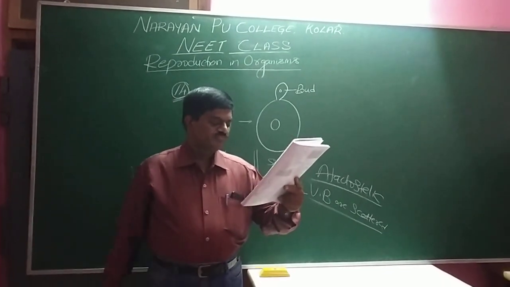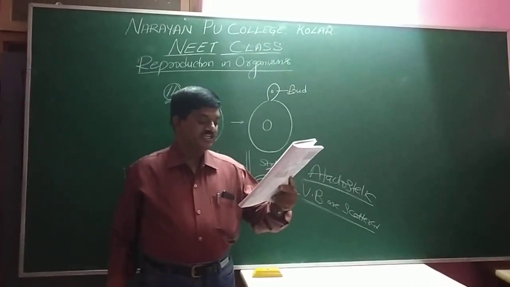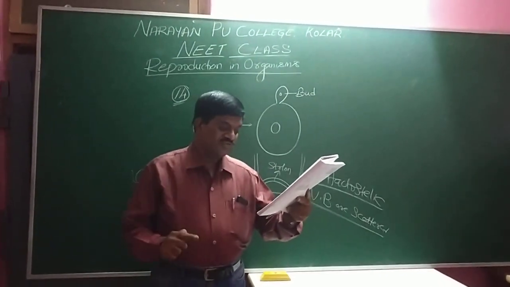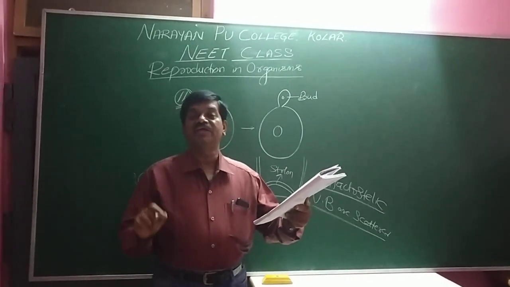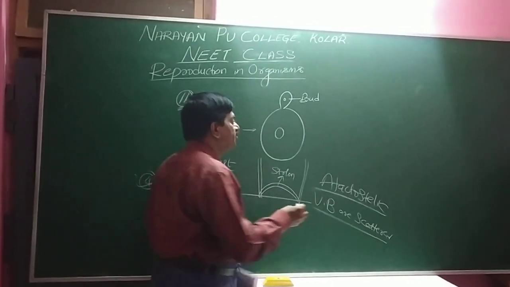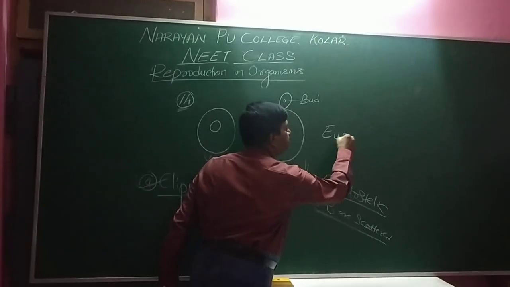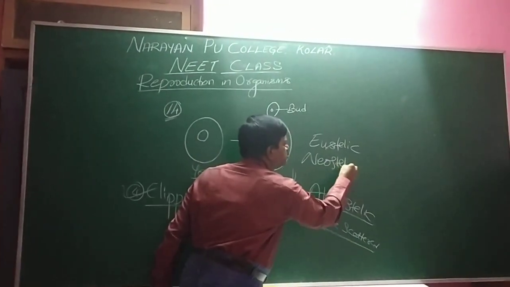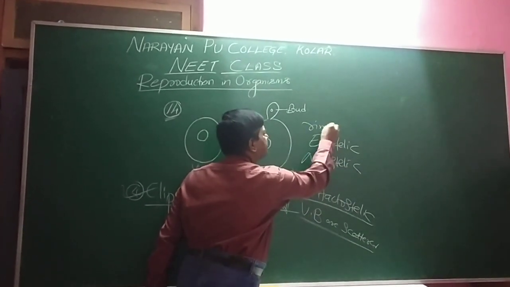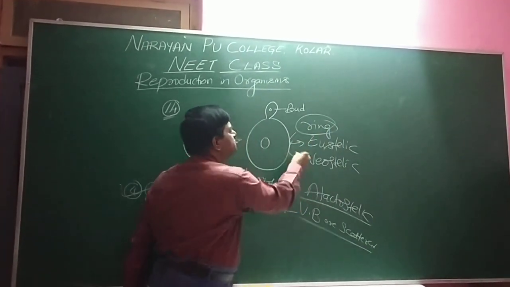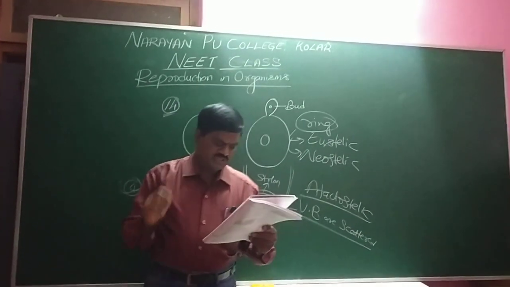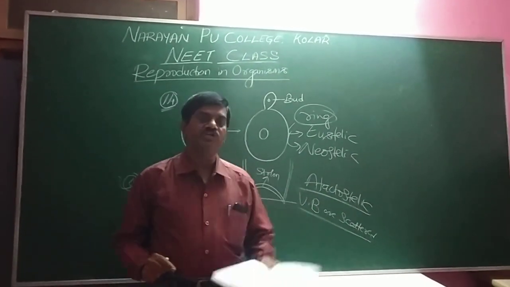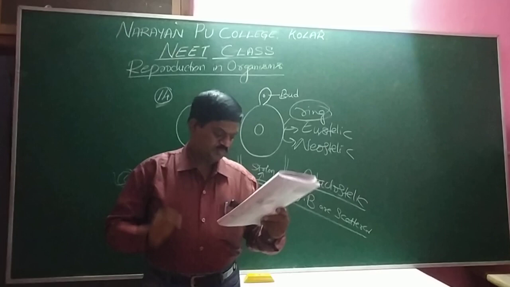The first option, vascular bundles are arranged in a ring. For that we use a word eustelic, or it is also called as neostelic. So once it is arranged in a ring, it is called as eustelic or neostelic. This is wrong. This can be noticed only in the dicot plants.